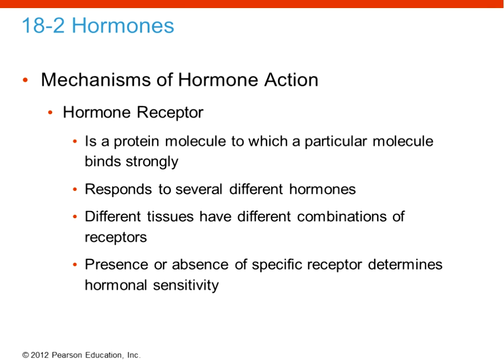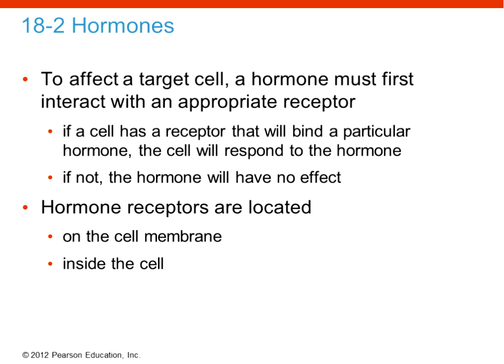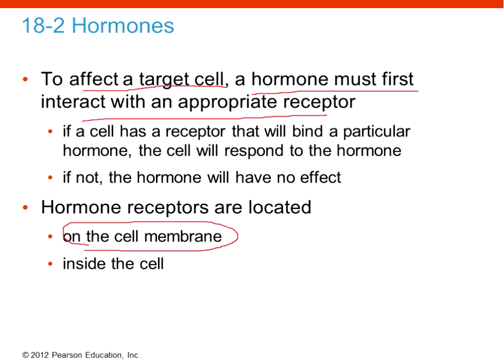So as I said, in order for the hormone to have an effect, the target needs to have a receptor for that specific hormone. The receptor is a protein molecule of some kind which the hormone will then bind to strongly. And when it binds, it will have an impact on that target. Okay? And so to affect a target cell, a hormone first must interact with its receptor, right? And then those receptors, as I said, are either located on the cell membrane or they're actually inside the cell. It could be in the nucleus, for instance, which we call a nuclear receptor.